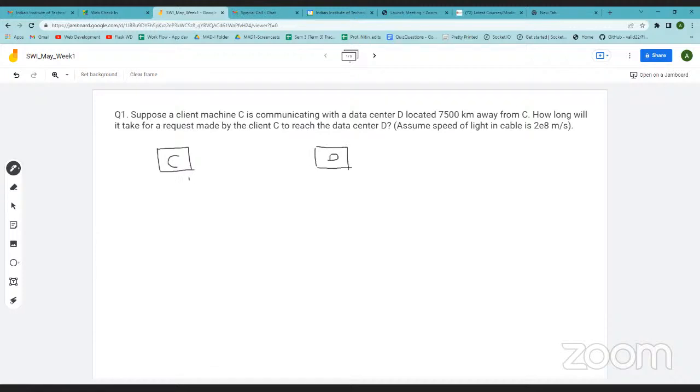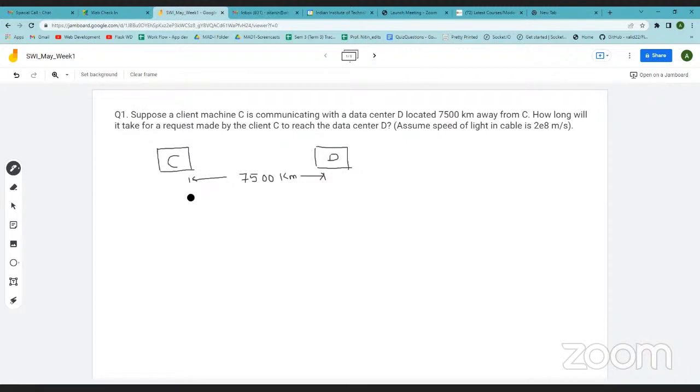We have been given the distance between the two, that is 7,500 kilometers. See, the units play a very important role everywhere, so we'll keep special attention on the units. The thing is, we need to find out how long it will take for the request made by the client to reach the data center.